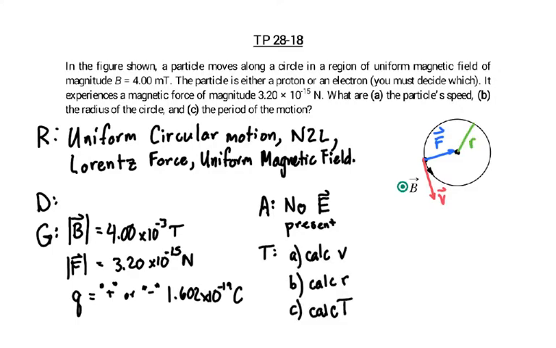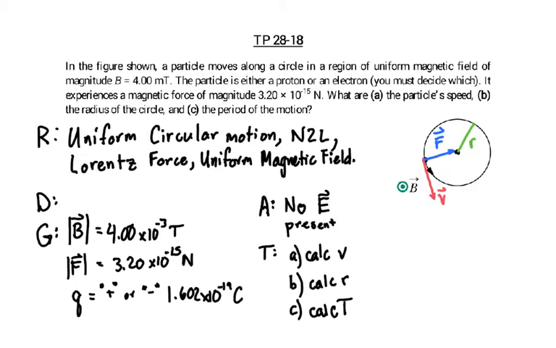Next up, we have our tasks step. Our first step is to calculate the speed of our charged particle, its tangential speed. Next, we need to calculate the radius of our circular path. And lastly, we need to calculate the period of this circular motion, or the time it takes to go one full complete rotation around the circular path.